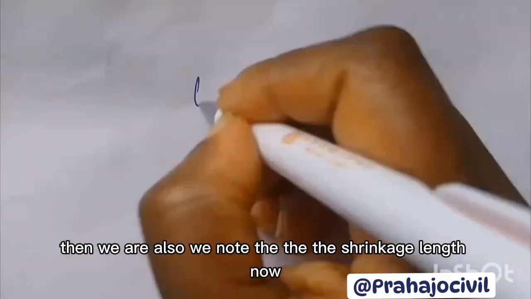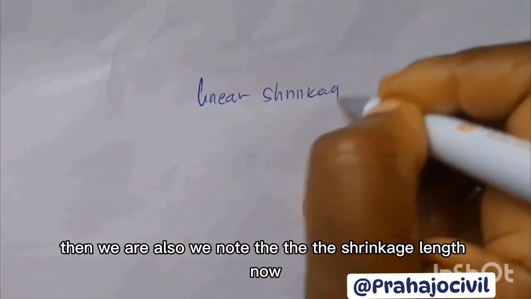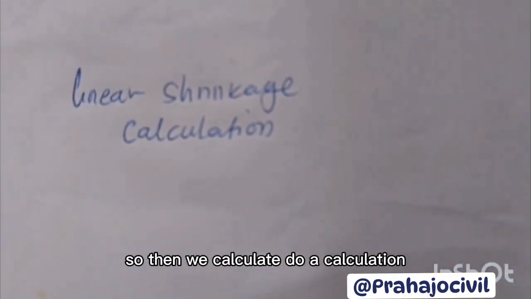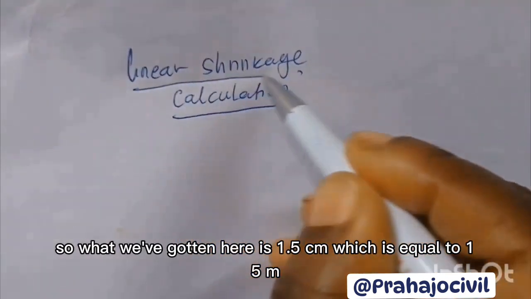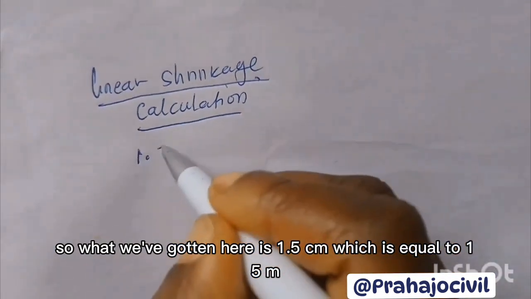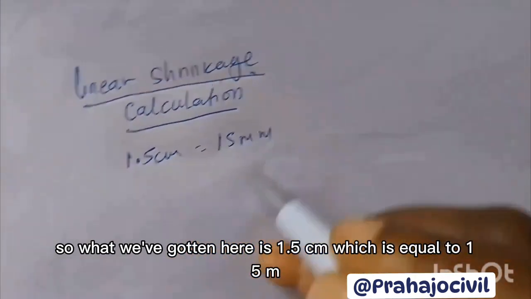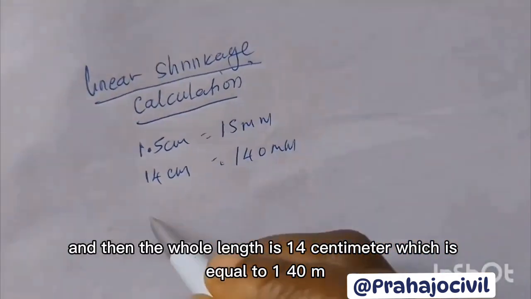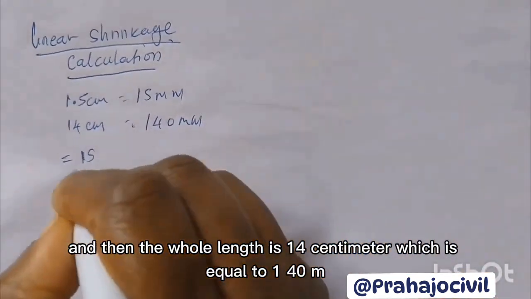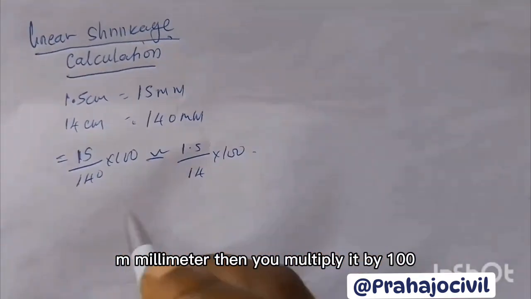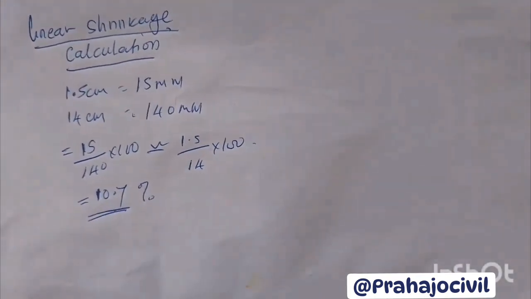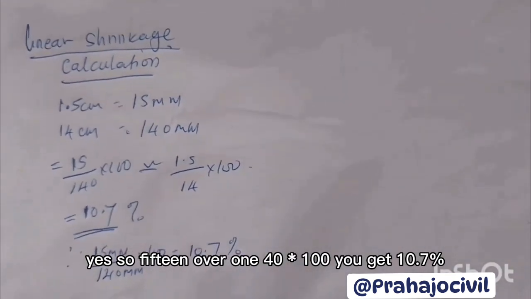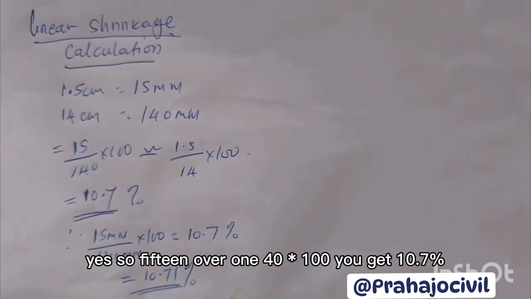Then we note the shrinkage length now. So then we do a calculation. What we've gotten here is 1.5 centimeter, which is equal to 15 mm. And then the whole length is 14 centimeter, which is equal to 140 millimeter. Then you multiply it by 100. So 15 over 140 times 100, we get 10.7%.